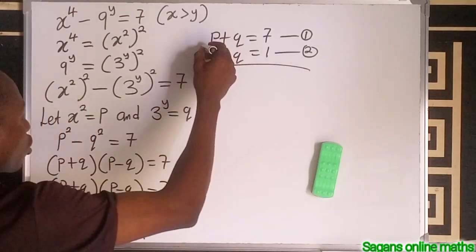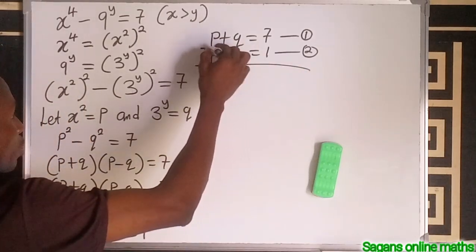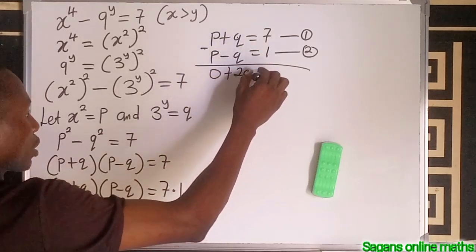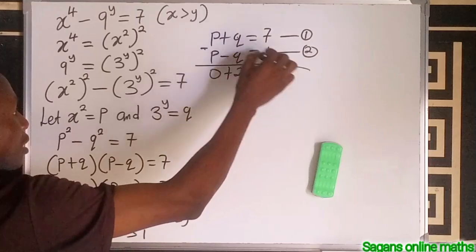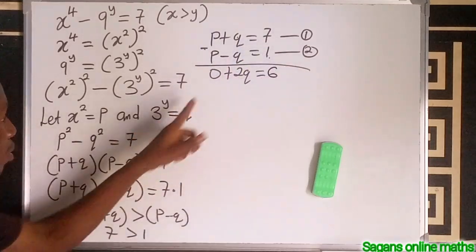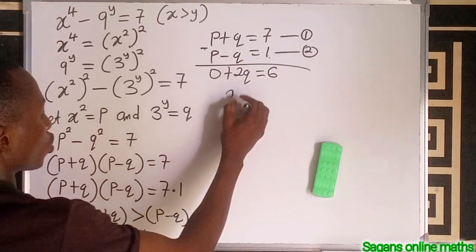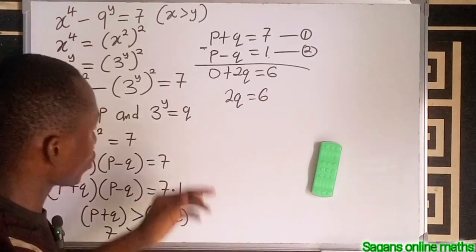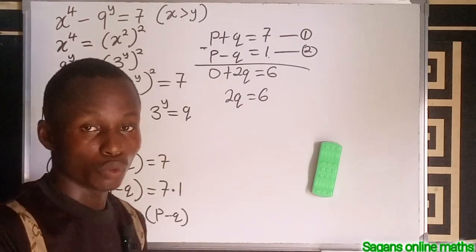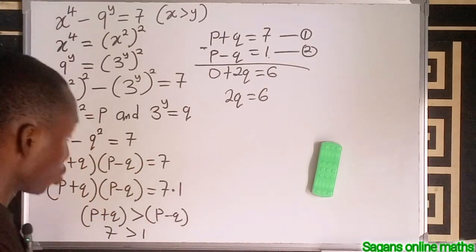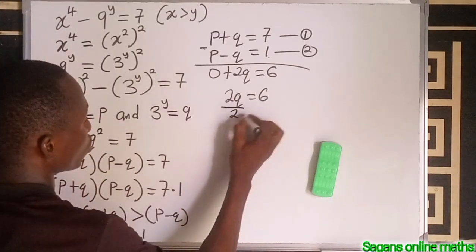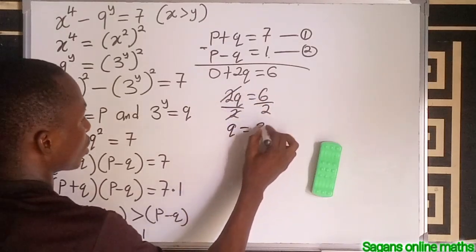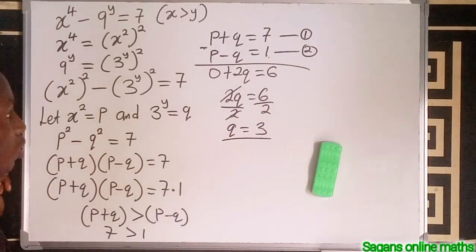P minus P will give us 0. Minus times minus is plus. Q plus Q gives us plus 2Q, equals 7 minus 1, which gives us 6. So 2Q equals 6. For us to have the value of Q, we have to divide both sides by the coefficient of Q, which is 2. Divide here by 2, and divide here by 2. The 2s cancel out, so Q is equal to 3. This is the value of Q.